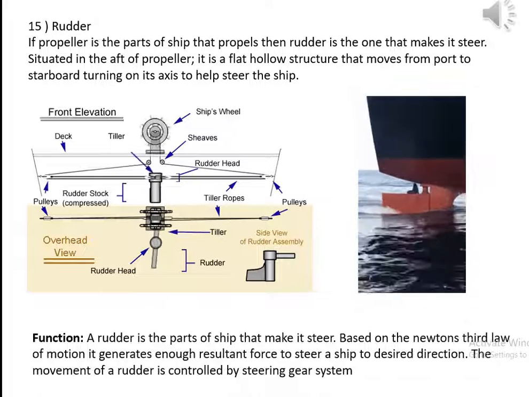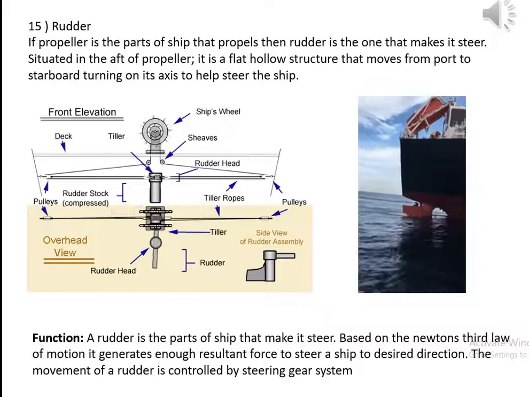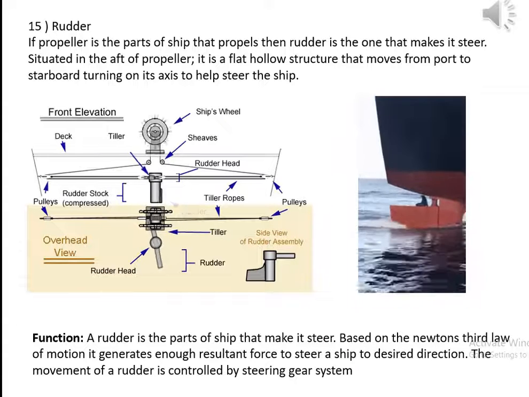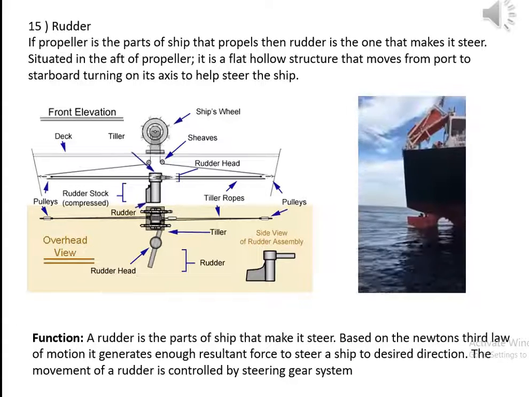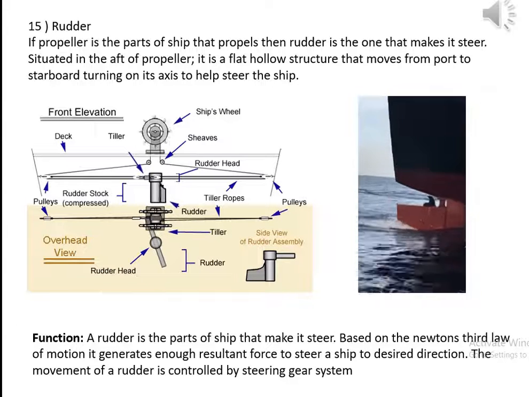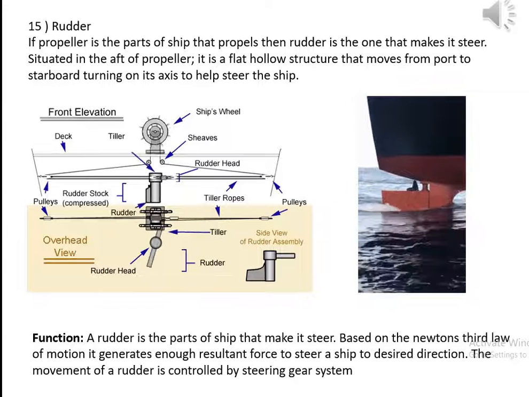Function. A rudder is the part of a ship that makes it steer. Based on Newton's third law of motion, it generates enough resultant force to steer a ship to the desired direction. The movement of a rudder is controlled by the steering gear system.